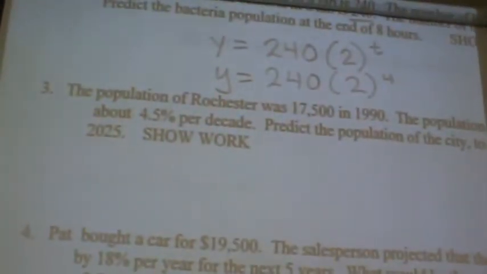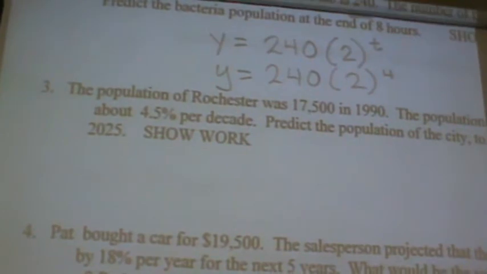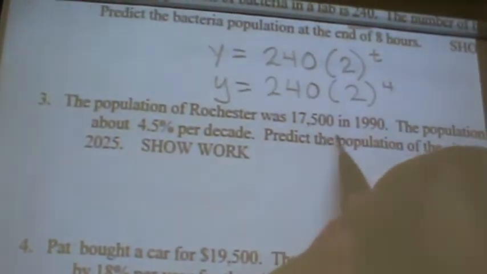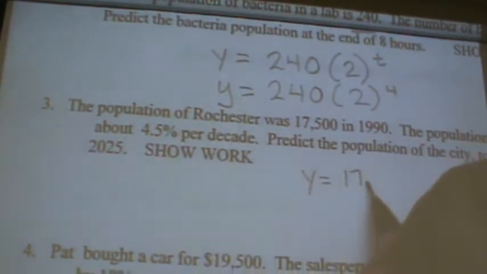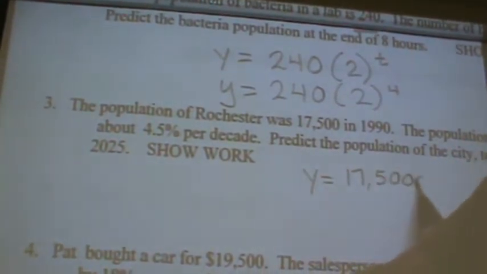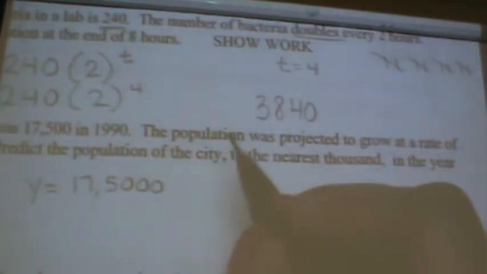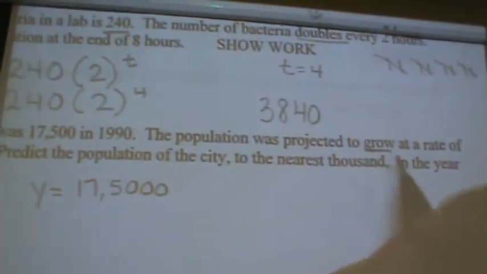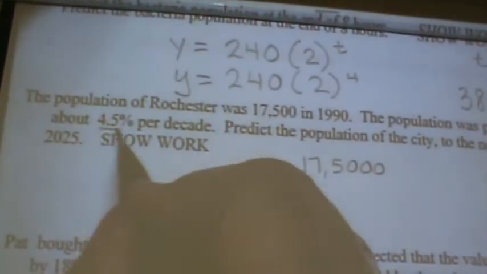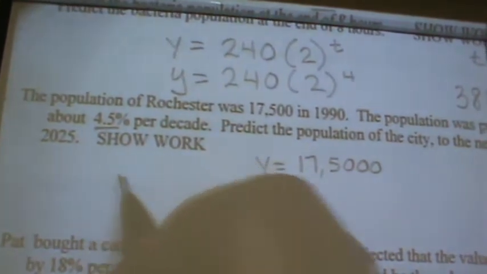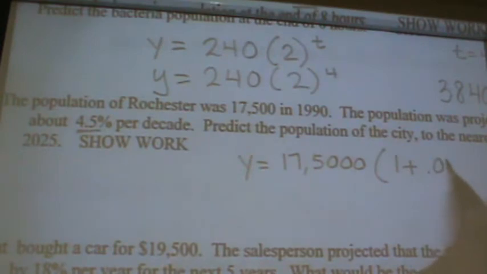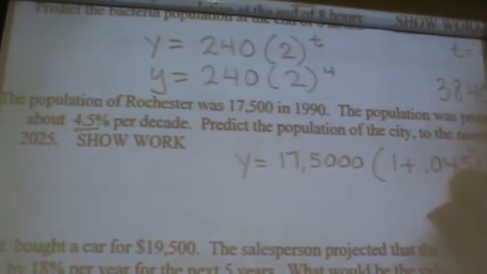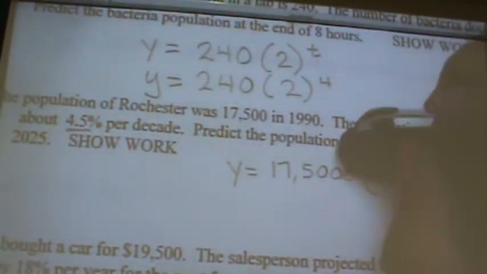Number 3, the population of Rochester was 17,500 in 1990. So what's the initial population? The population was projected to grow at a rate of 4.5%. So inside here, you're going to put 1 plus 0.045. You have too many zeros. Oh, sorry, I do. Thank you.